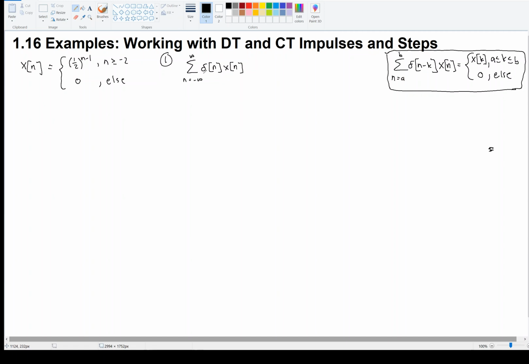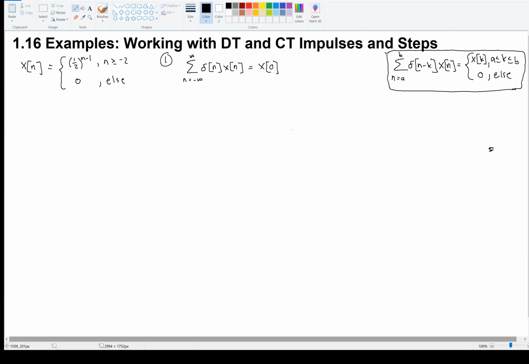And we compare the left side of this sifting property equation to what we have here, and they look very similar. a is -infinity, b is infinity, x[n] is this signal here, and k is 0 because we're subtracting 0 from the impulse argument. So I can apply the sifting property, and we'll ask ourselves, does k fall between a and b? So k is 0 in our example, and a is -infinity and b is infinity, so of course 0 falls between -infinity and +infinity, so yes. So the top part of this solution applies. So our answer is x of k, x of 0.